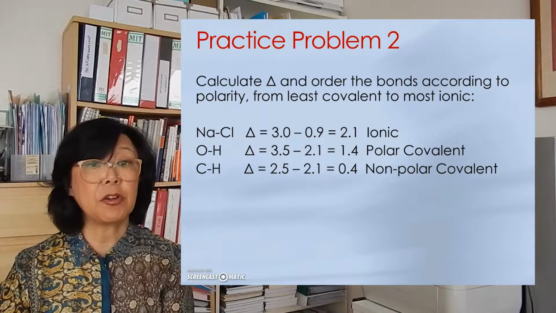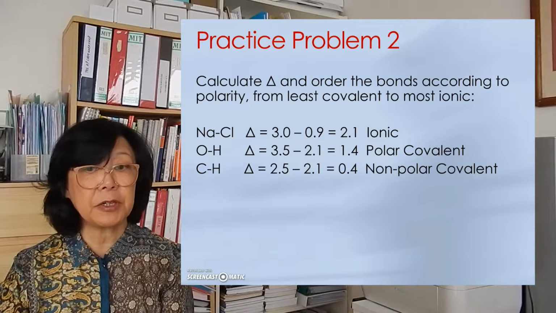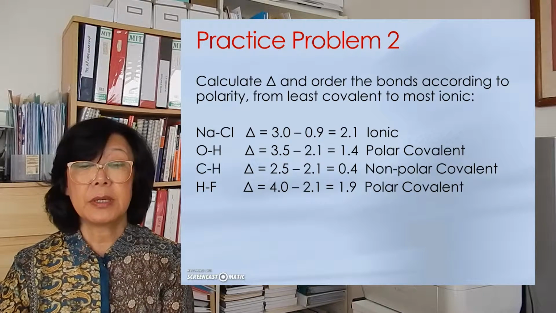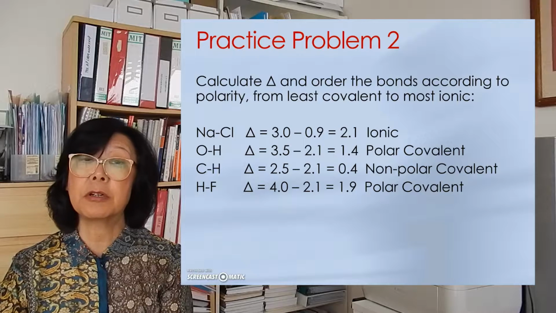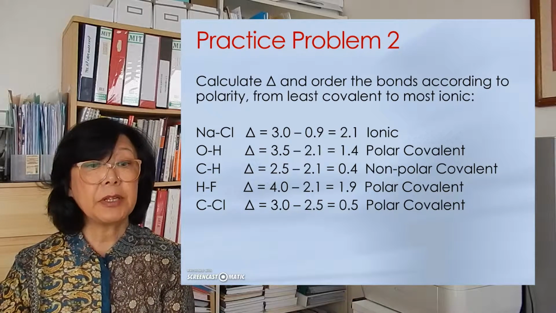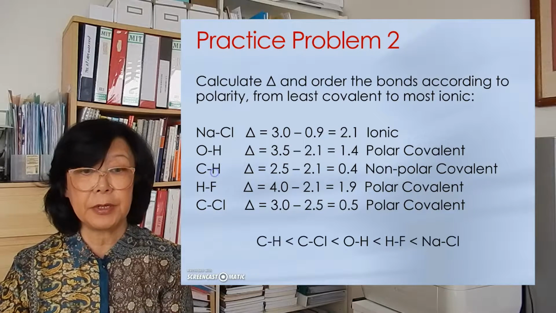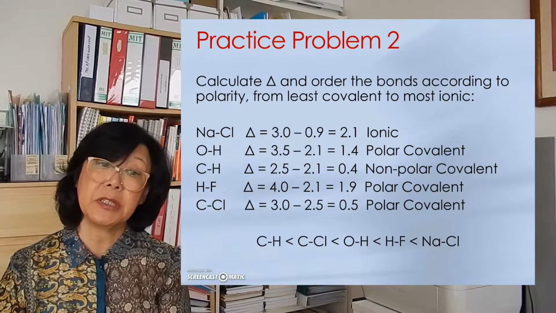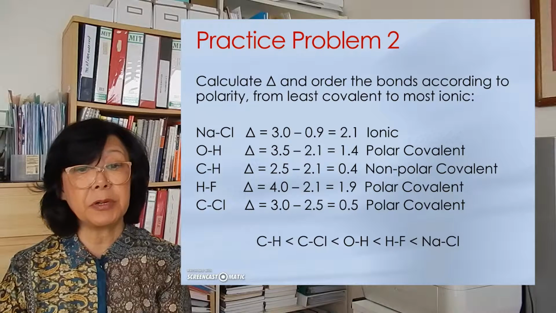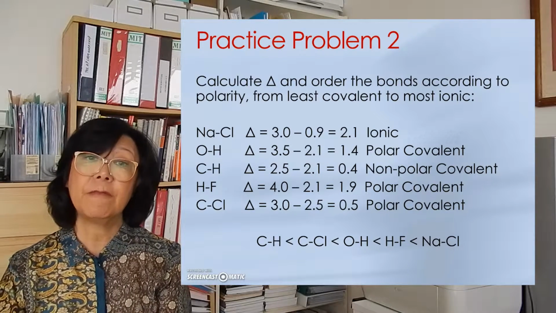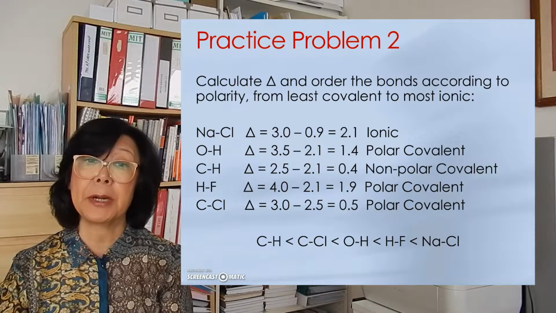With the carbon-hydrogen bond, delta is 0.4. We call that nonpolar covalent bond. HF bond, 1.9 being the delta, polar covalent bond. Carbon-chlorine bond, delta being 0.5, polar covalent bond. Therefore, when we rank them, starting with the CH, then to the carbon-chlorine bond, then to the OH bond, and then onto the HF bond, and finally ending with ionic sodium chloride.